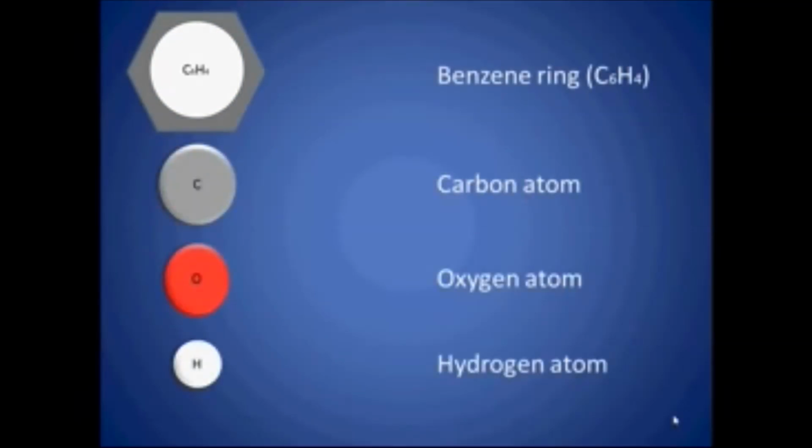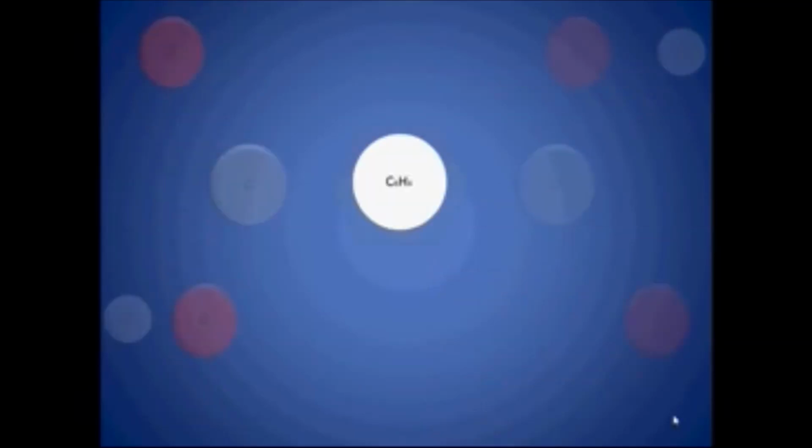On the left hand side we can see the shapes, on the right hand side the explanation. So first of all we have a benzene ring, which is represented by a hexagon and a circle in the middle, and the equation is C6H4, followed by a carbon atom, an oxygen atom, a hydrogen atom, and a thin black line to represent the bonds.